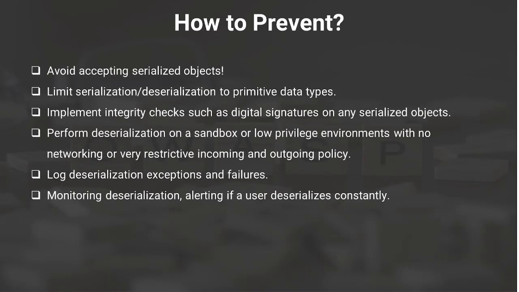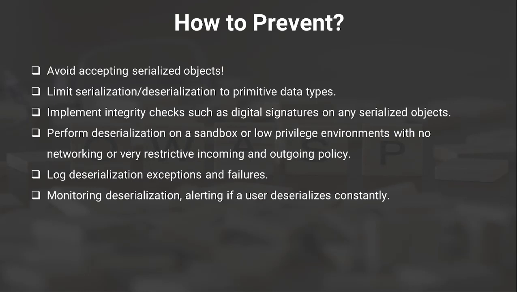Always avoid accepting serialized objects from untrusted sources. If you cannot avoid it, limit serialization and deserialization to primitive data types only. Implement integrity checks, such as digital signatures, on any serialized objects to prevent hostile data object creation or data tampering. Performing deserialization in a sandbox or low privilege environment helps lower the impact of insecure deserialization flaws. Restrict network access in such environments.